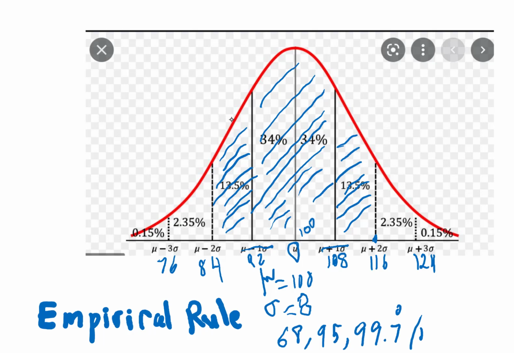I thought to explain this quickly to you guys. So if you have any questions about the empirical rule, I hope that I was able to clarify it.